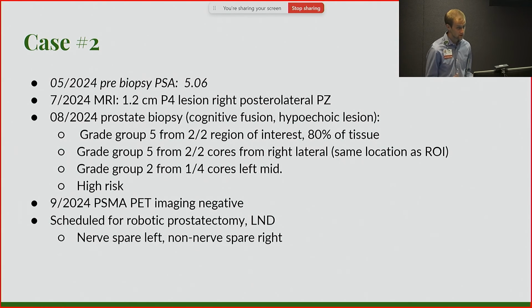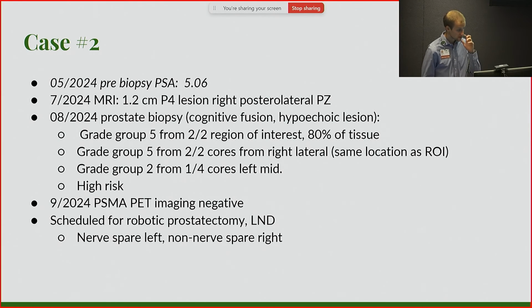And so from that region of interest, office biopsy, he had grade group 5, the most aggressive grade group of prostate cancer, from pretty much all of those cores that came out. He also had grade group 5 on the systematics, which again, we're probably sampling that same area, same location as the region of interest. He had a little bit of grade group 2 on the left side, which I think probably corresponded to some of that mild signal change on the MRI.